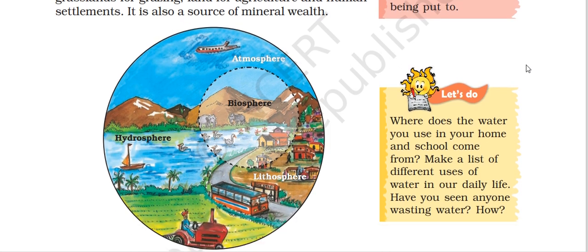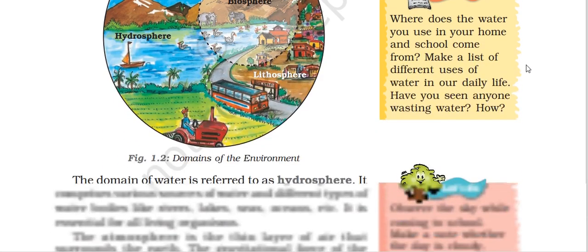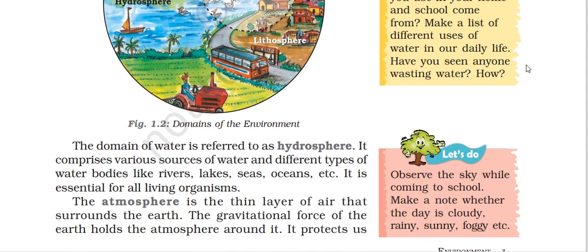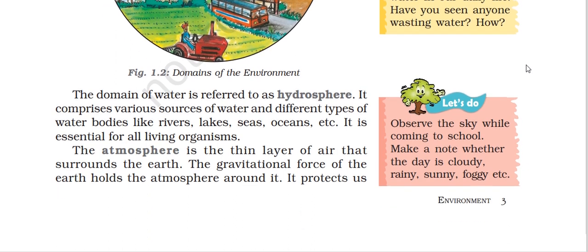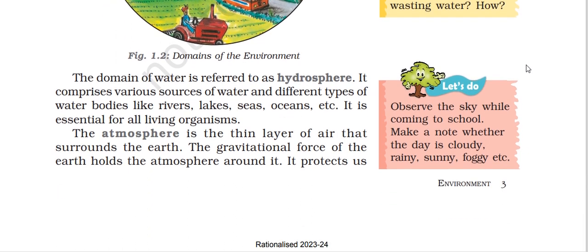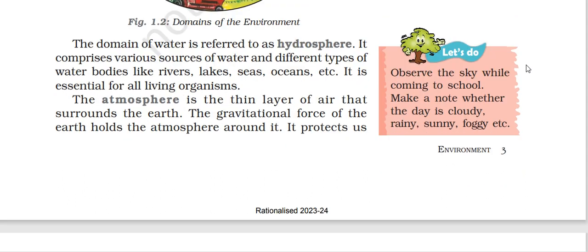This is the hydrosphere, this is the lithosphere, the atmosphere, and the biosphere, and they interact. The domain of water is referred to as the hydrosphere. It comprises various sources of water in different types of water bodies like rivers, lakes, seas, and oceans. It is essential for all living organisms. The atmosphere is the thin layer of air that surrounds the earth. The gravitational force of the earth holds the atmosphere around it.